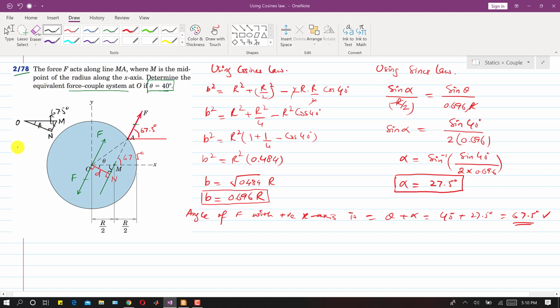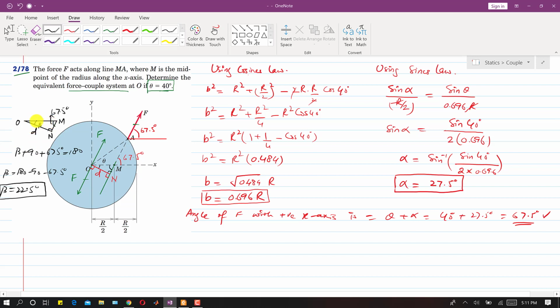So if we want to find this beta, the summation of all these angles should be equal to 180 degrees. So beta plus 90 plus 67.5 degrees is equal to 180 degrees. So beta will be equal to 180 minus 90 minus 67.5 degrees. So it comes out to be 22.5 degrees. So beta is 22.5 degrees, right? So this is the beta. So now if this ON length is D, right? So this is that beta angle. And now we need to find this D, right?